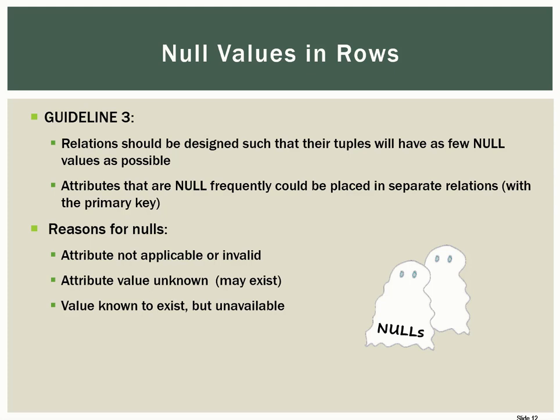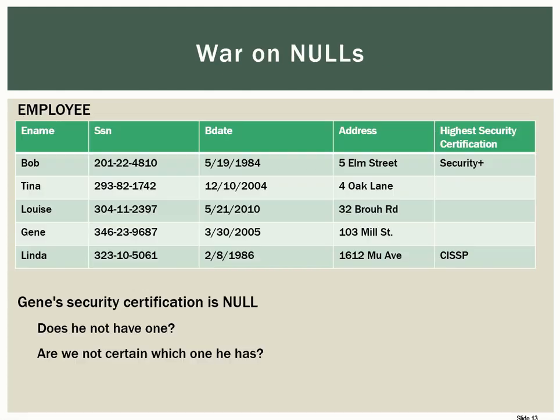So Guideline 3 says to minimize nulls. Of all the guidelines, Guideline 3 is the one that you might violate more often than not. It is the weakest of the guidelines. But we will explain why nulls are not good in the next slide.